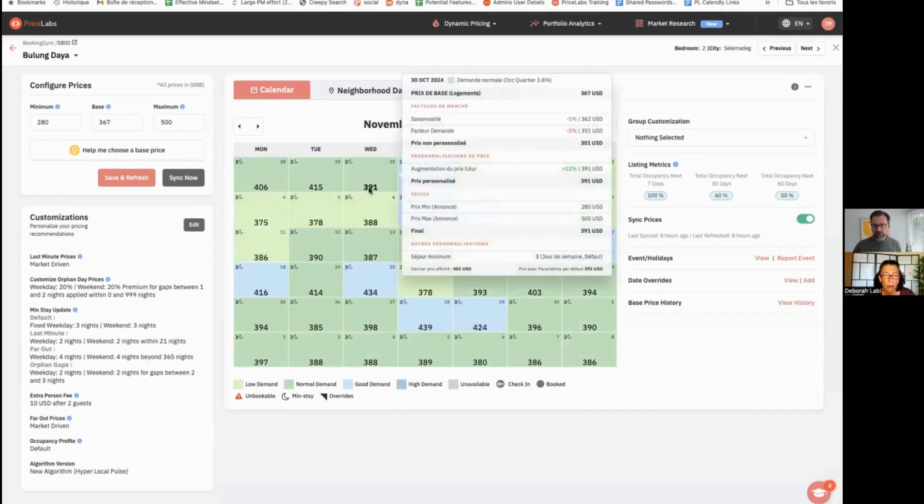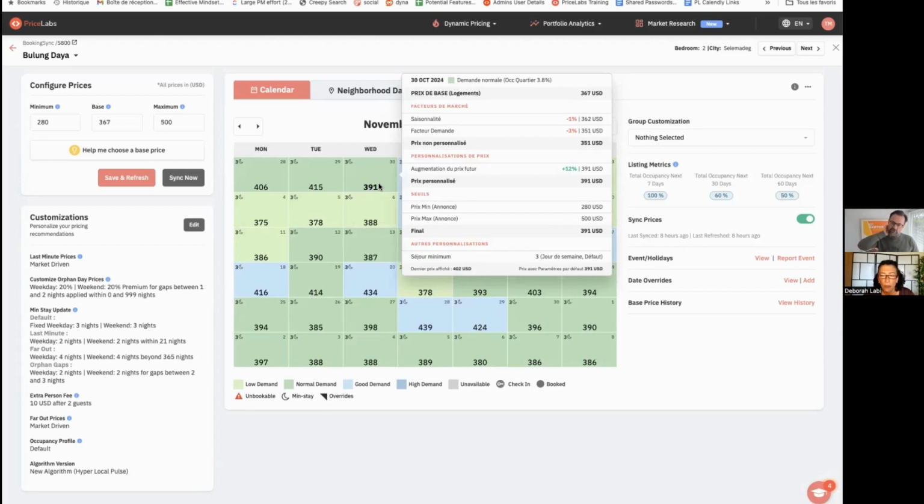So I'm going to have these prices, and for each and every date, I can hover over each date. Sorry, I was looking at the tool in French, so it's half in French. Sorry about that. My fault. But basically, what it means is for each date, I can see how PriceLabs has calculated from the base price. For example, for this date, PriceLabs says by default the price should be 367 USD. And then it's showing me that because seasonality is not great in November, it's a -1%. Demand right now is also -3%.